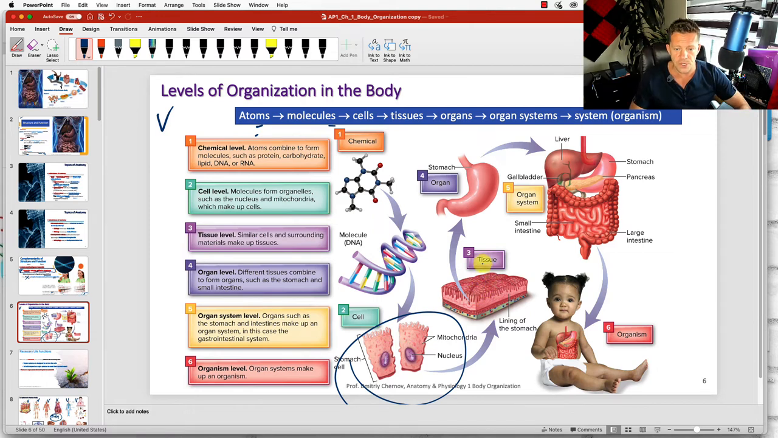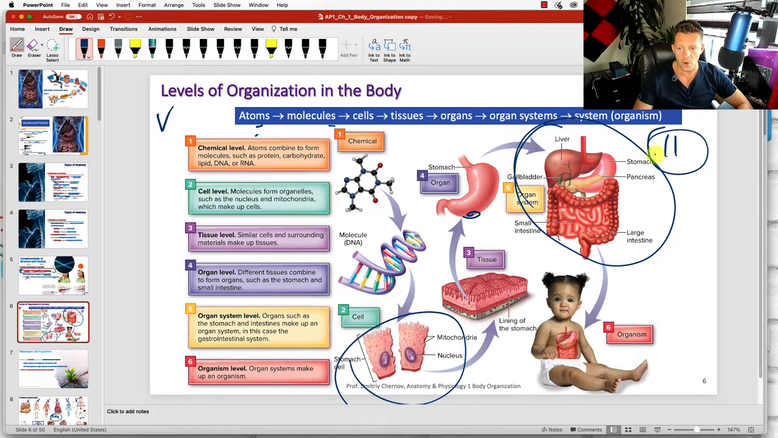And then out of the tissue, our body is able to make an organ, one organ or multiple organs. And then when you take these organs and you put them together, here you go, organ system, that comprises a lot of organs. And then 11 organ systems stuck into one organism. You can also call an organism a system.